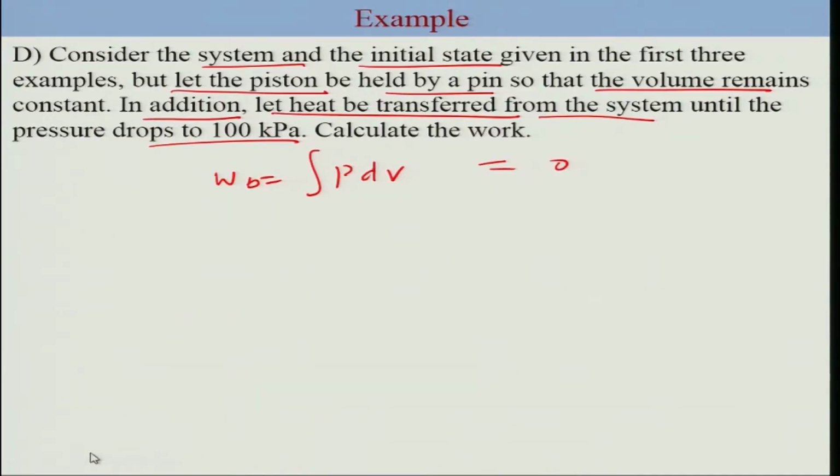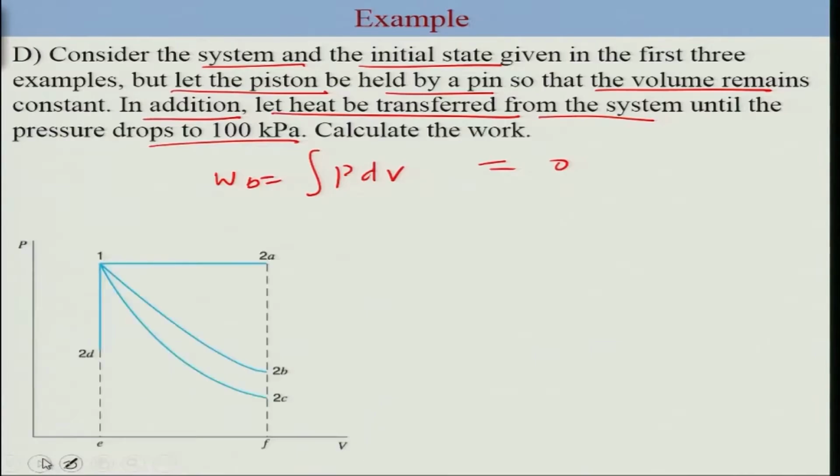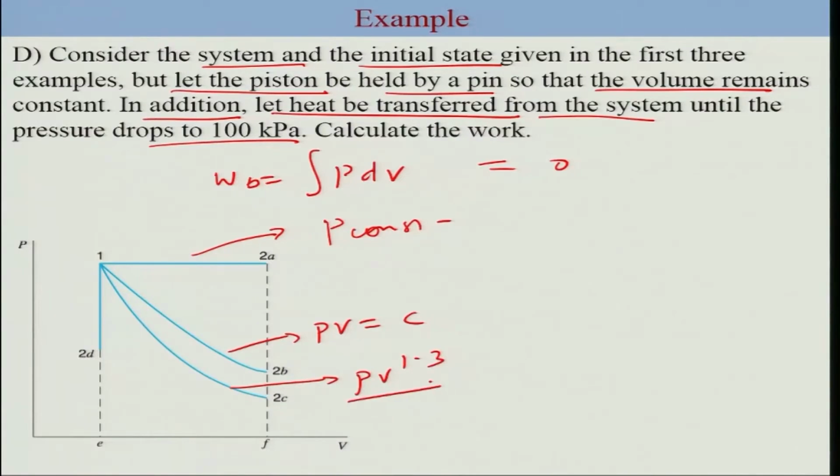So let us summarize all the 4 parts of this example in a graph. So this is the pressure-volume diagram, and this represents the different processes which we have considered. This is the constant pressure process. This was the case where we considered isothermal. This was the case which we considered, 1.3 polytropic, and this is the case where the volume was constant.